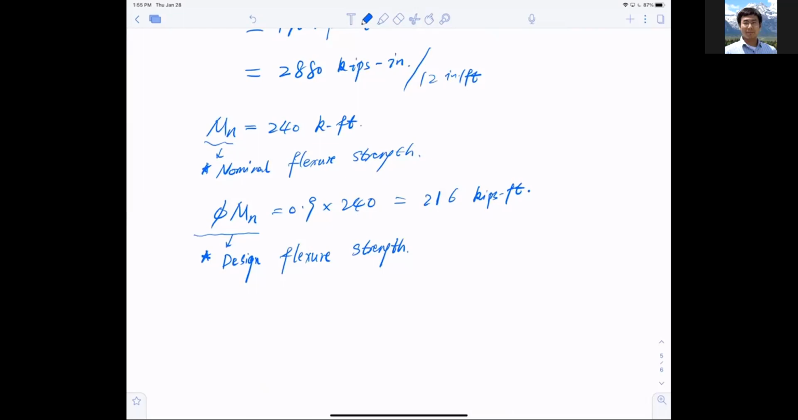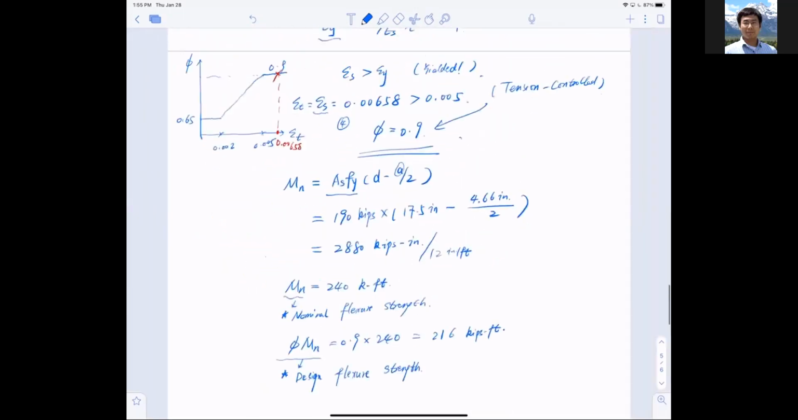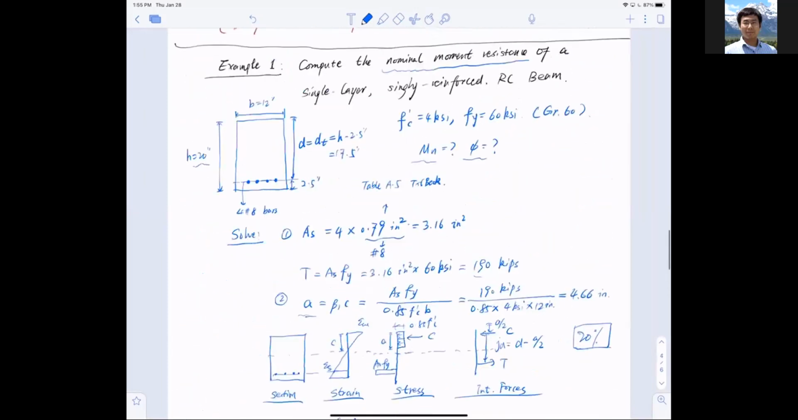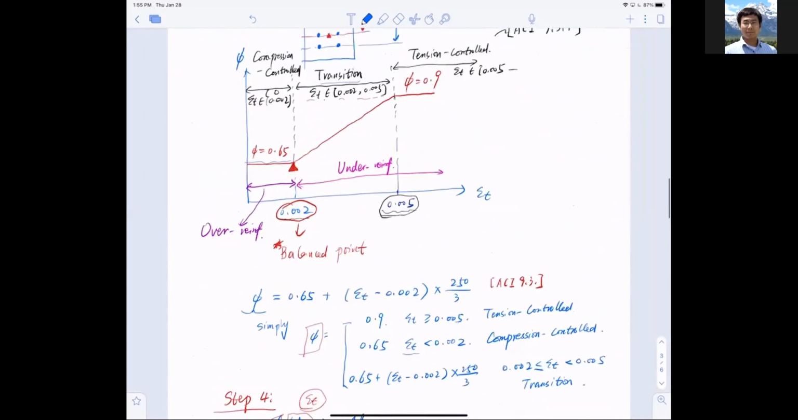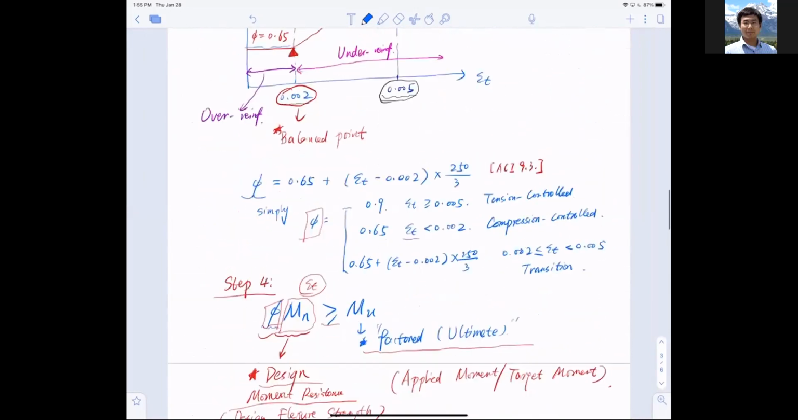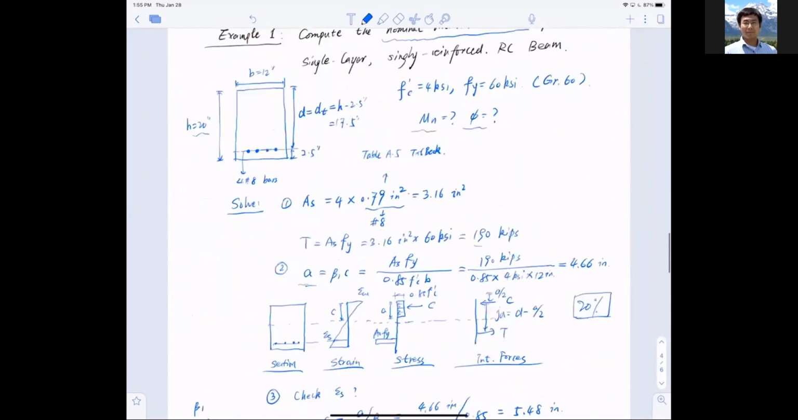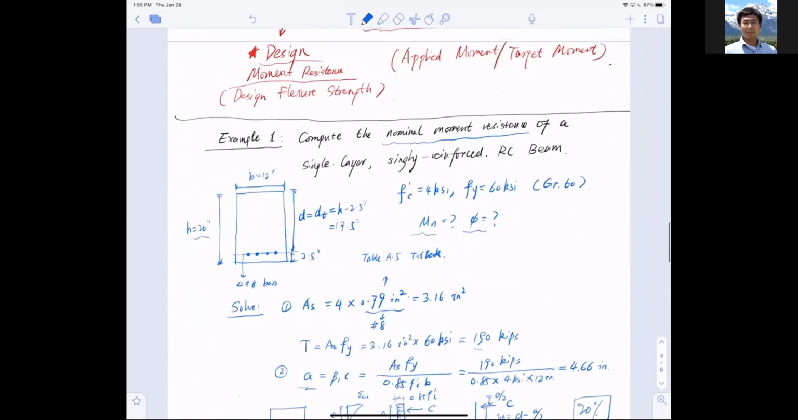That's how we calculate the moment capacity and design moment capacity following the procedure. So it's not that complicated. You see, it's not that complicated. This is easy, right?